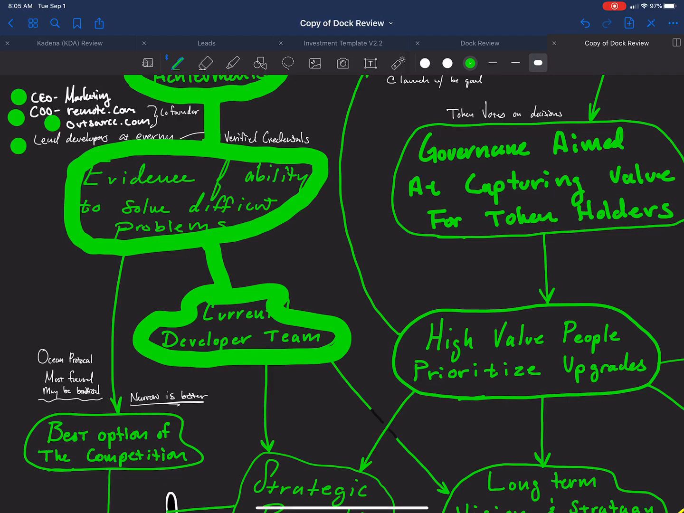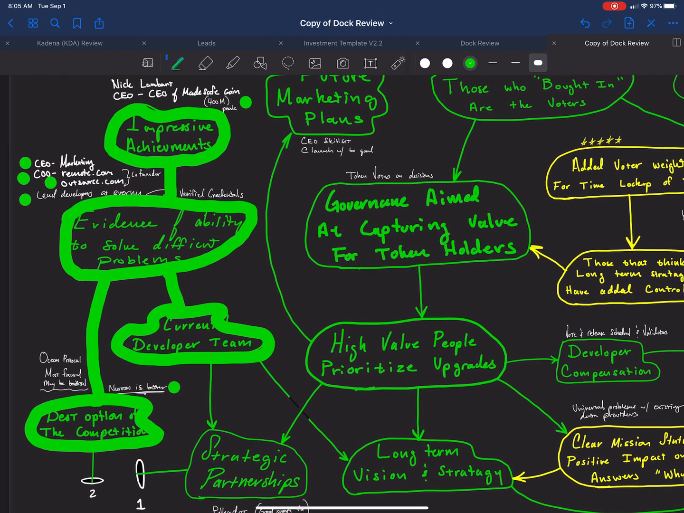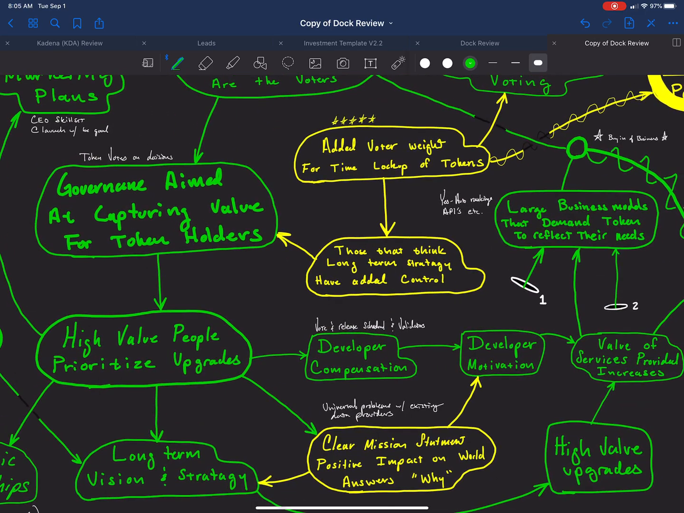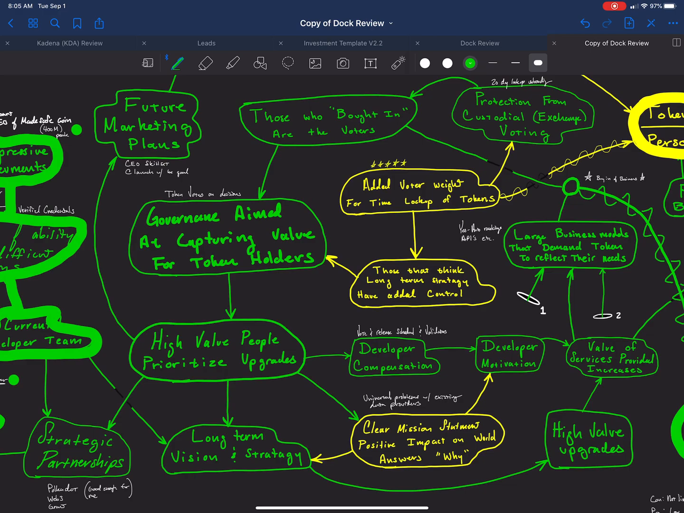Ocean Protocol is their competitor. That's a broad focus. It's also almost 10 times more valuable than this. Narrow is better before you actually are servicing someone, as far as I'm concerned, because you're more likely to fit the needs of businesses. So it allows you to get a footing.